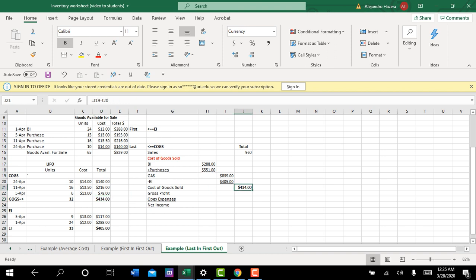Okay, so finally, gross profit, and I'll clean these numbers up in a second. Gross profit is going to be equal to the 960 minus your cost of goods sold, gives you gross profit of $526. Okay, and we'll compare that in a second to first in, first out. I'm just about done here. I'm just going to clean it up and then we'll do a quick comparison.